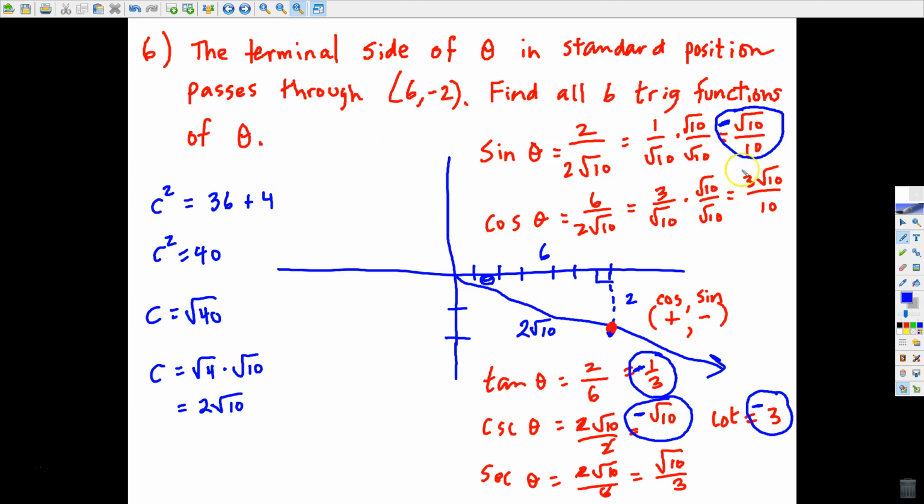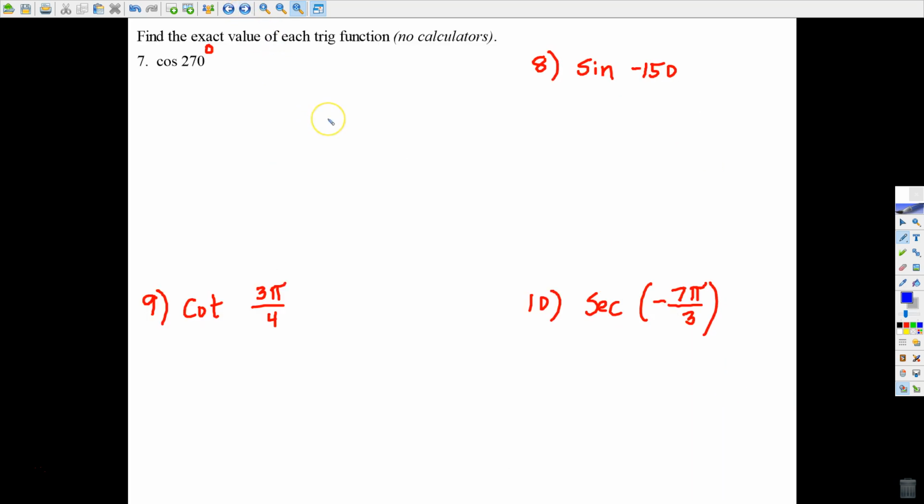So again, be careful. Some people are getting the ratios correct, but they're failing to remember how the signs work within each quadrant. So pay close attention to what quadrant the given point falls in, and then let that help you determine how the signs work with each trig function. All right, that's your complete answer for number 6.